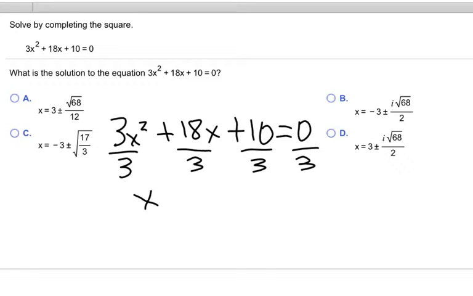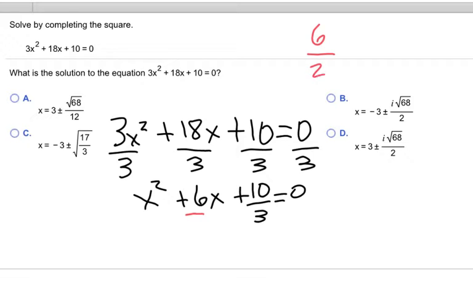So we have x squared plus 6x plus 10 over 3, and that's equal to 0. So we want to take our x term, and we need to take half of that, and we need to square it. I'm going to do that to the side here. We'll have 6, and it's positive, that we're going to divide by 2, and then we're going to square that, which in other words is just 3 squared, or 9.